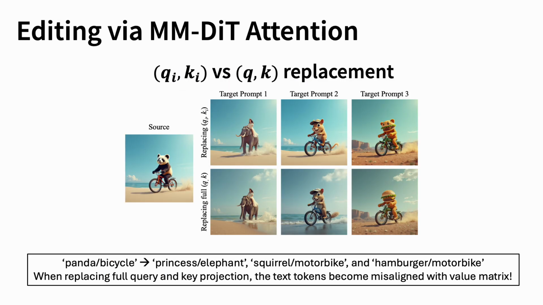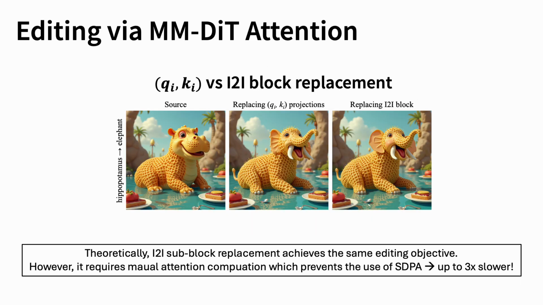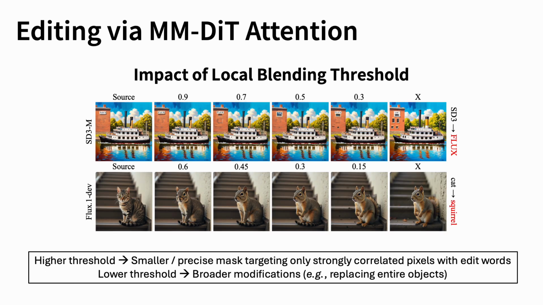Here we compare full query and key replacement with image token replacement. Replacing full projections yields suboptimal results with unwanted background changes or artifacts. Our approach of modifying only image tokens avoids misalignment and can handle arbitrarily different prompt pairs. Our image token replacement approach produces nearly identical results to I2I attention map replacement, but is more computationally efficient. By adjusting the local blending threshold, you can also modify the edit granularity.